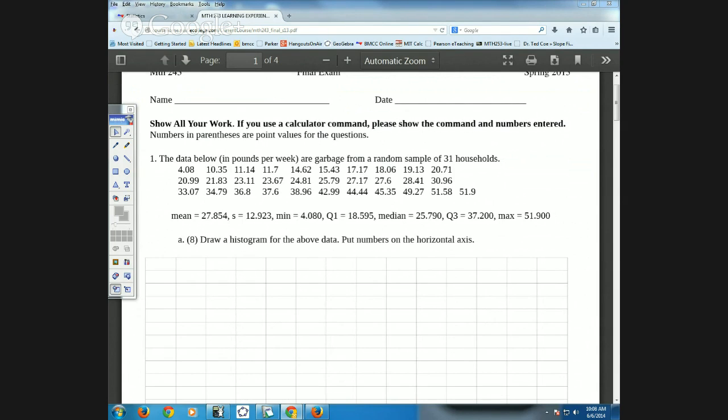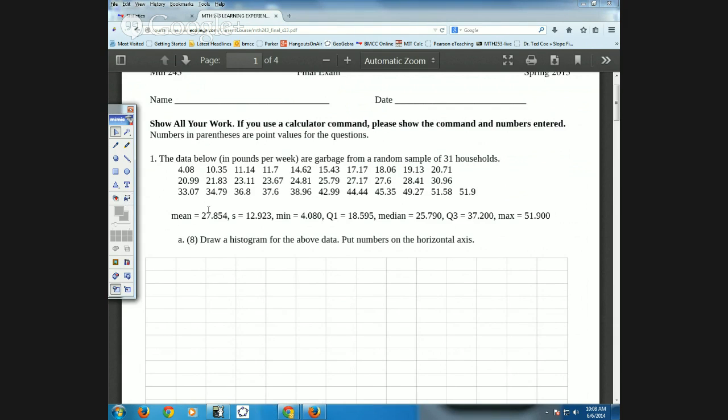Okay, so let's see. The mean household garbage in pounds per week is 27.854. Based on that data, the standard deviation is 12.923. I want to test the hypothesis that it is less than 30 pounds. That's what I want to do. That sounds like fun.